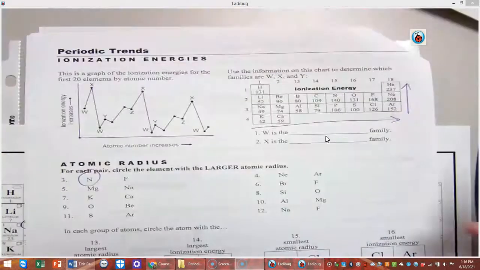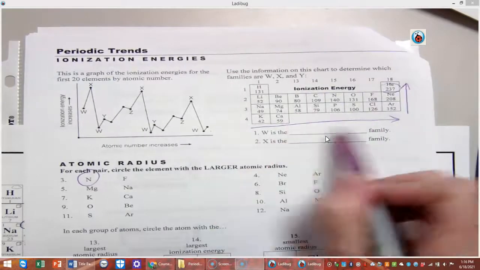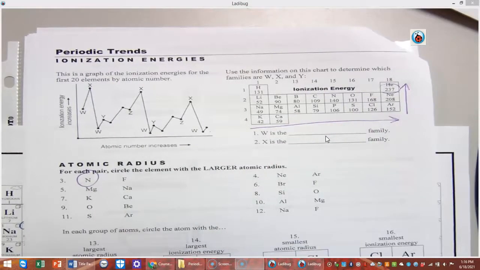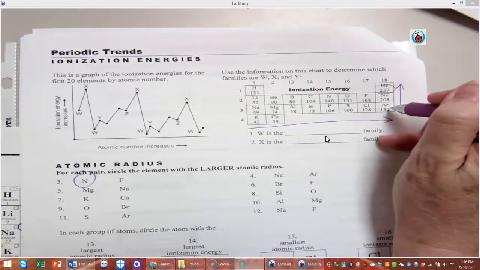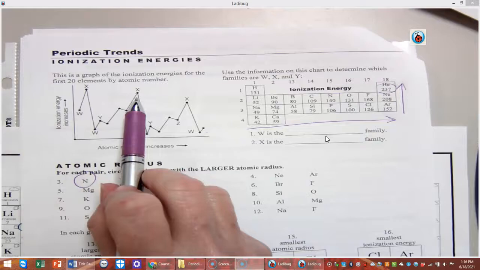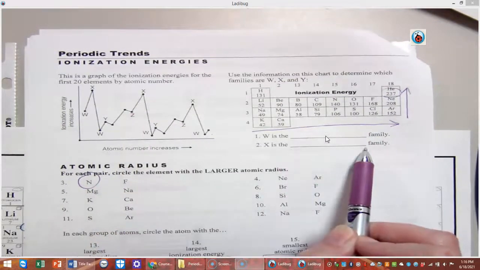So looking at that, we can see that 237, these are the actual ionization values. So notice group 18 has the highest ionization energy. So looking at this, that would mean X would be group 18 or the noble gas family, right?